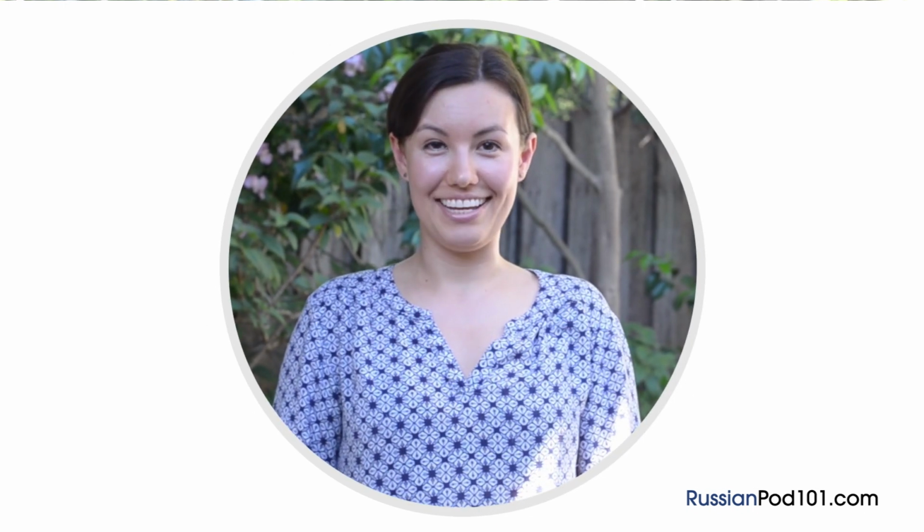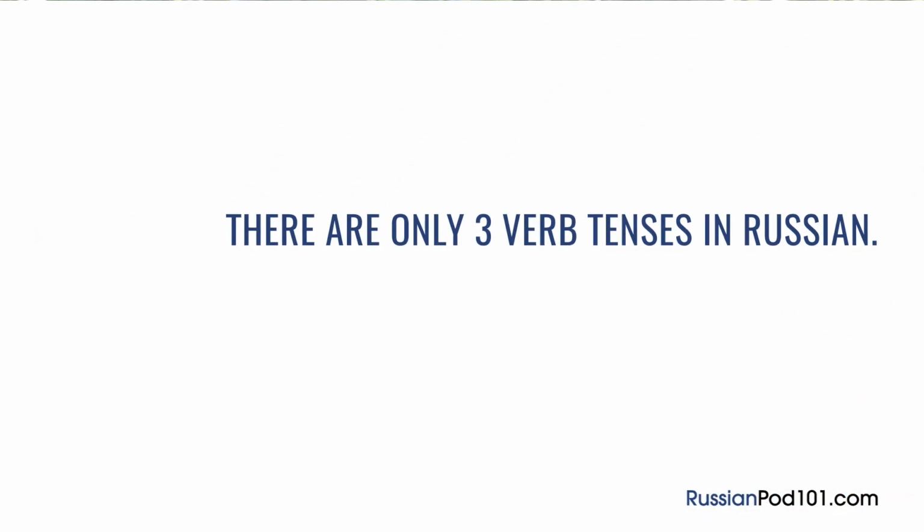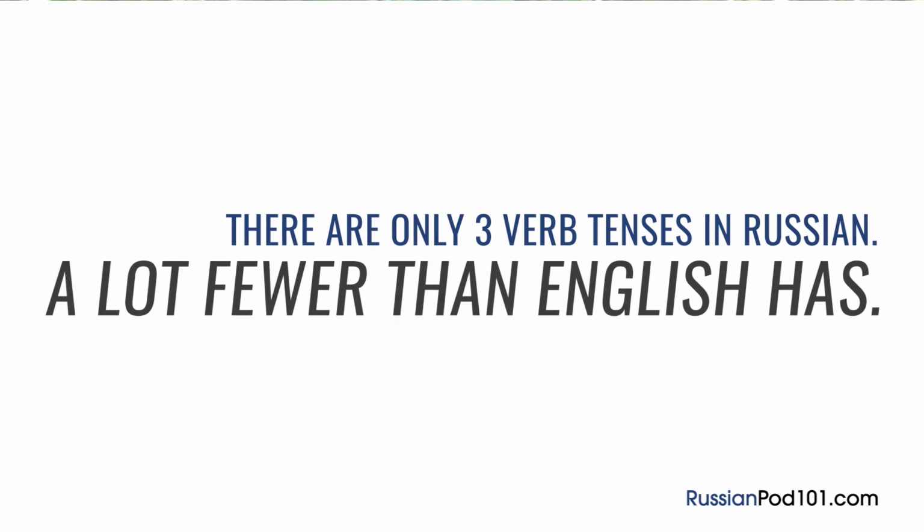But don't be scared. In some ways, Russian is even easier than English. First, there are no articles in Russian, as opposed to English, and some other languages like Spanish or French, which even have gender articles. Secondly, there are only 3 verb tenses in Russian, a lot fewer than English has.